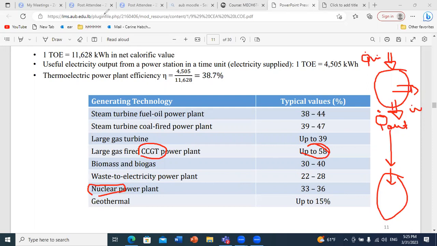And geothermal also is until now not very efficient, just 15%, plus its cost is really high. Therefore, we are still researching to enhance the performance of geothermal technologies.